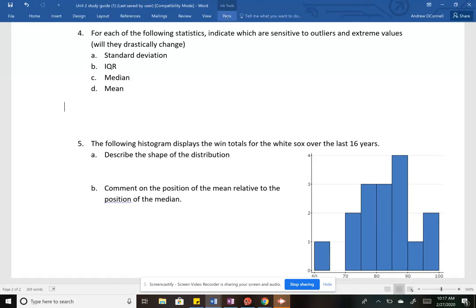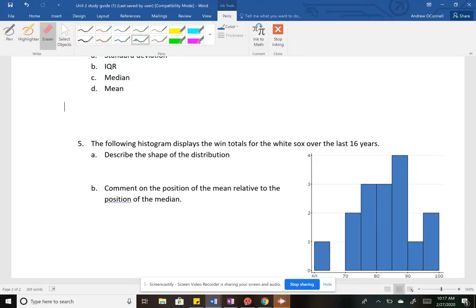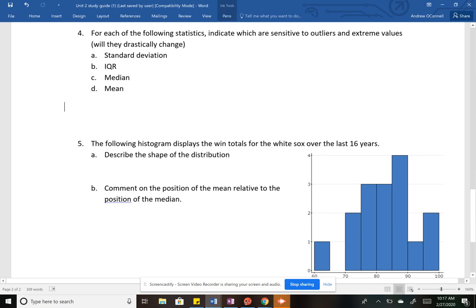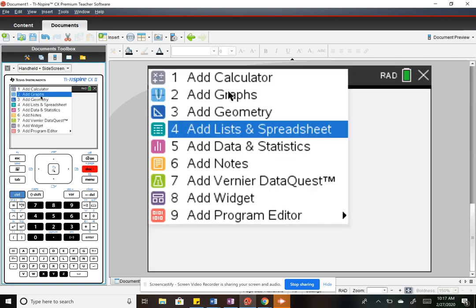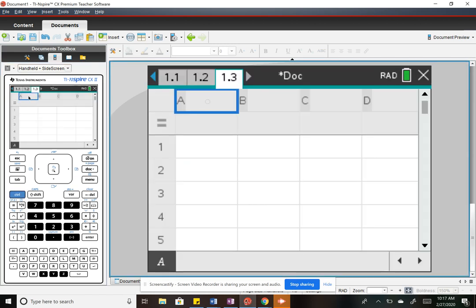All right, let's try and finish up this study guide with 4 and 5. For each of the following statistics, indicate which are sensitive to outliers and extreme values, or will they dramatically change? So let's start with just running a little test.